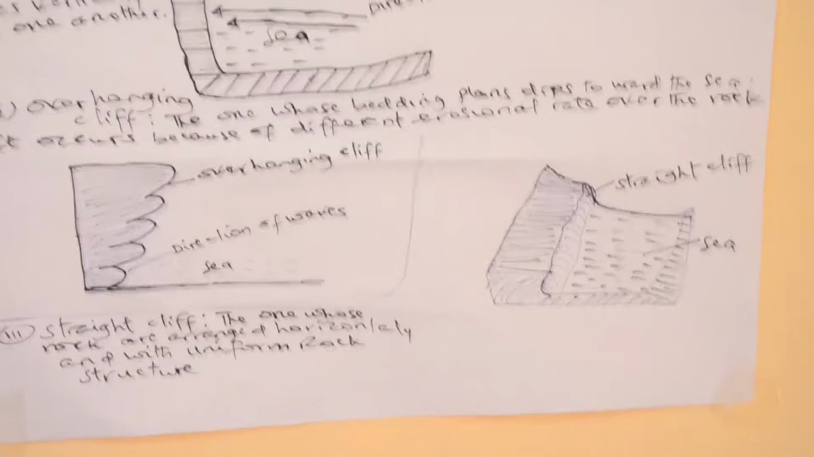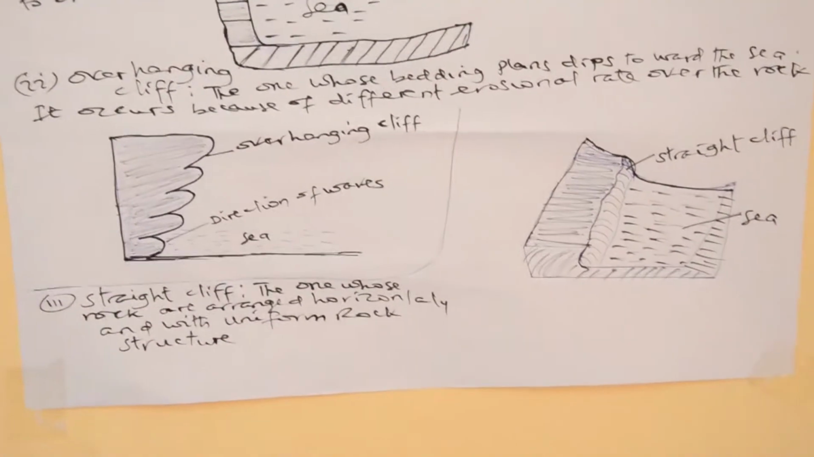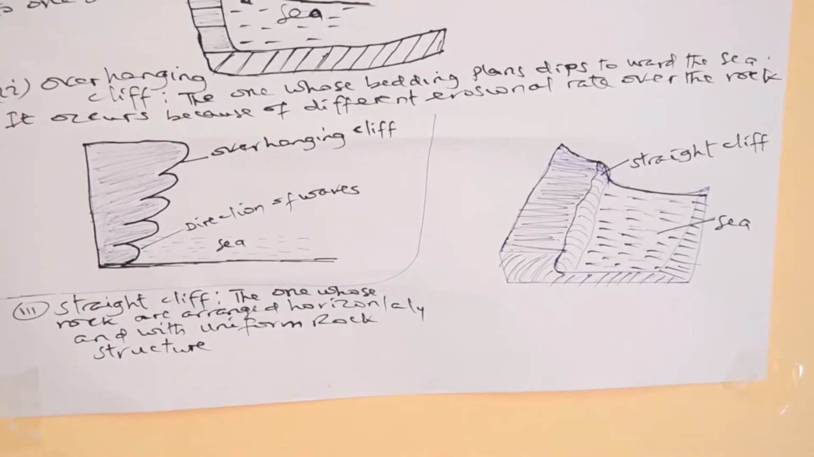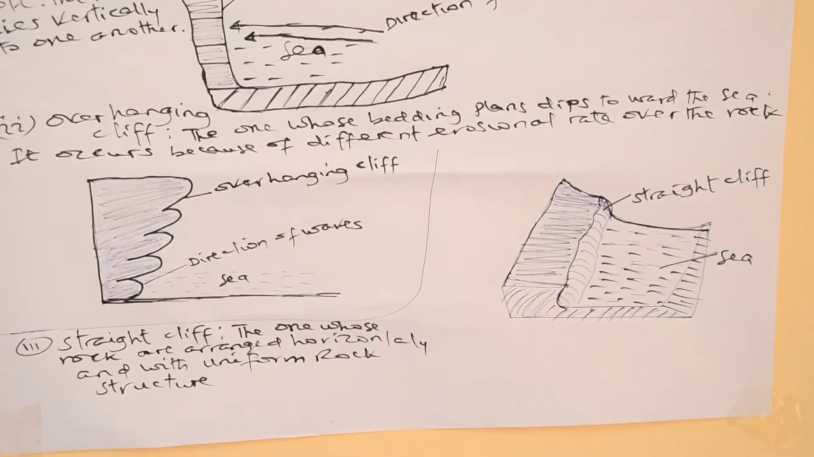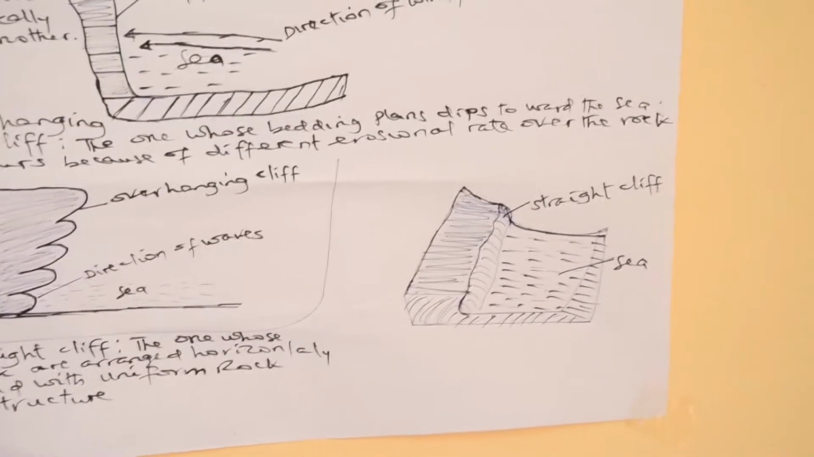Another cliff is the stretchy cliff. These are those whose rocks are arranged horizontally with uniform rock structure. The water comes, hits and slides. The structure of the cliff is likely to be the straight one, like what we are just looking at on this structure. The water hits and returns very well.